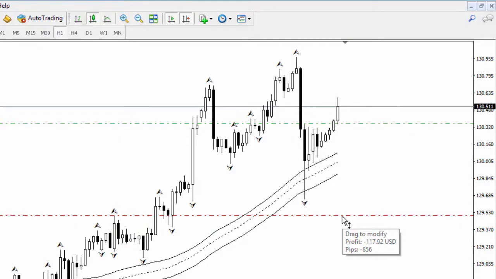At the moment, I'm only risking minus 85.6 pips, which is about minus 117 US dollars and 92 cents, since I'm only trading 15 mini lots of the Euro JPY currency pair. Now watch this.